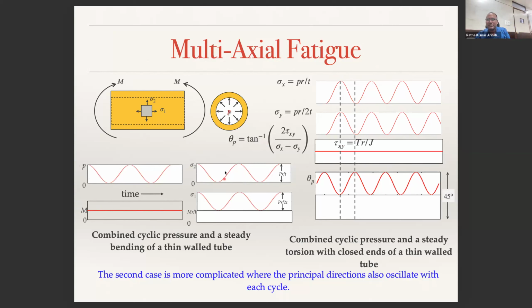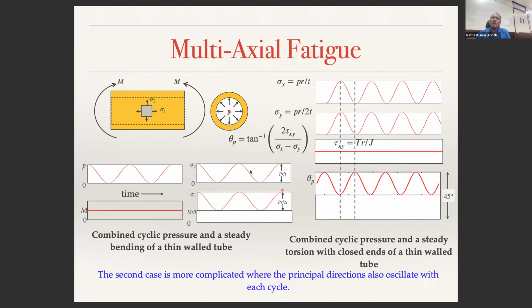If the pressure is cycling like that, then you have sigma 1, sigma 2, two principal stresses, PR by T and PR by 2T. And you have a mean stress My by I, because here y will be R, so Mr by I. Because there is a mean stress, this mean stress will be there. On top of that, you have this cycling. So the effective mean stress will be somewhere here. This is a constant bending stress plus this fellow, because this itself is not fully reversed, and hence it is a fluctuating loading. The minimum stress will be Mr by I and the maximum stress will be PR by 2T.